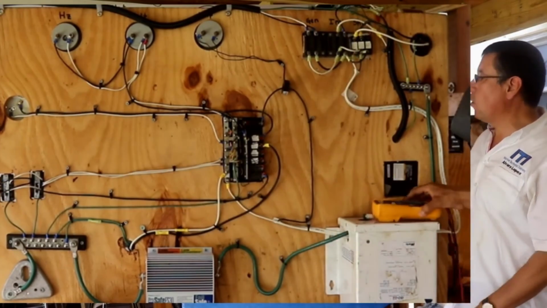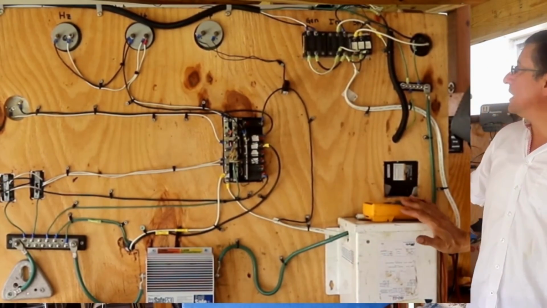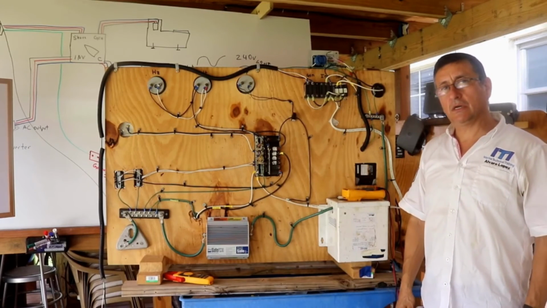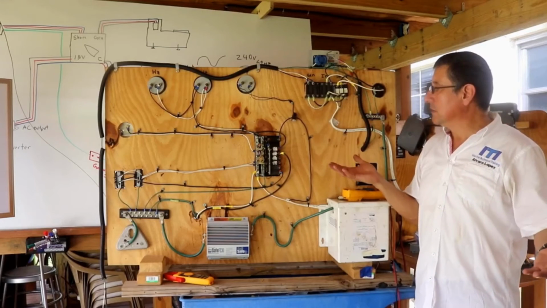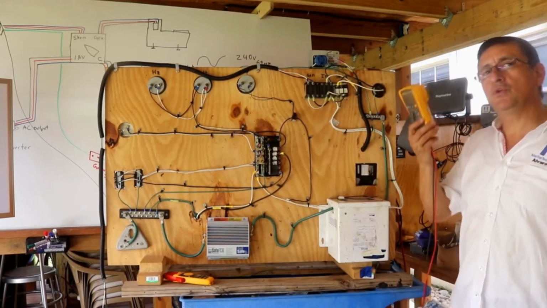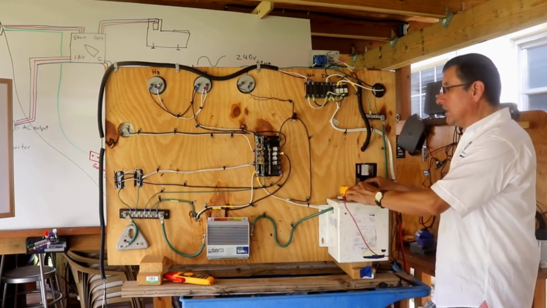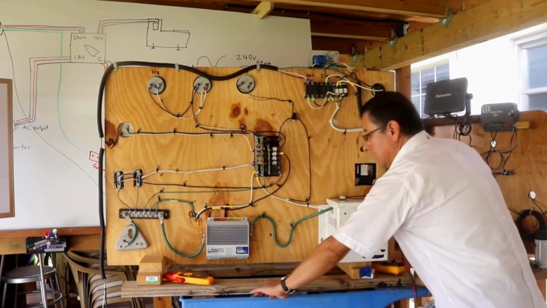This is the typical wiring of the AC panel, and this is the procedure to troubleshoot and verify if one breaker is working or not. You use the voltmeter. To verify the consumption in amps, you use the clamp. Let me show you right now.